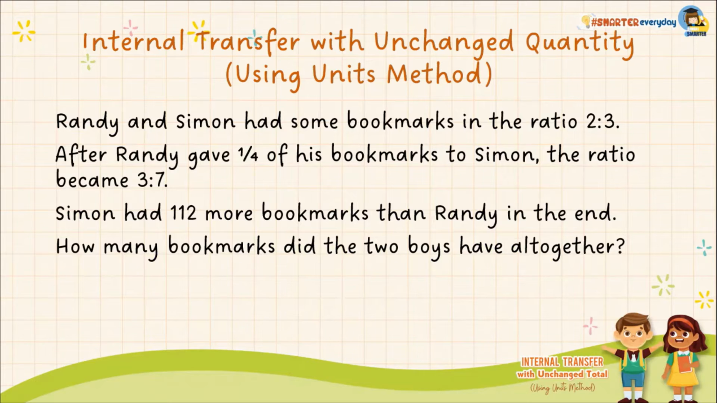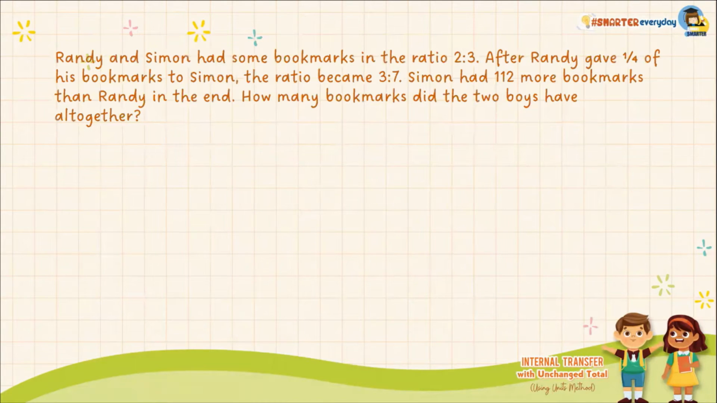Okay, so since we're not going to use the bar model, we don't have to draw any bar here. Instead, we are just going to write it this way. Randy to Simon to their total. So we are going to compare the before and the after condition.